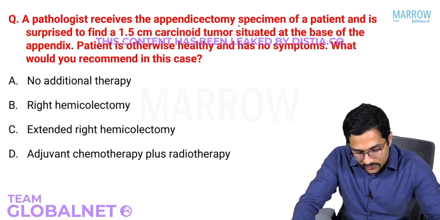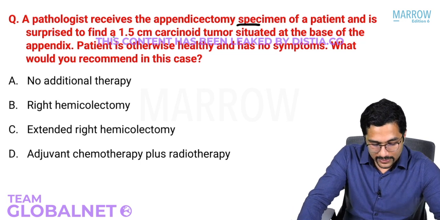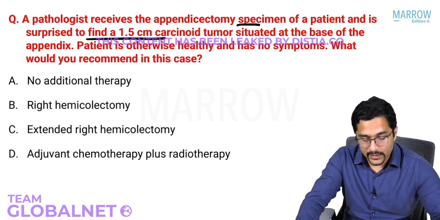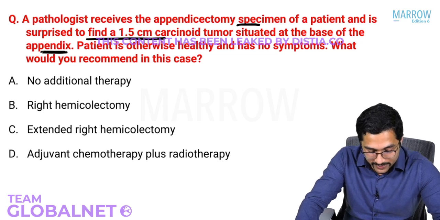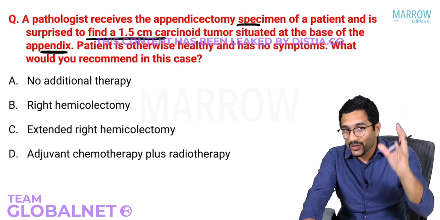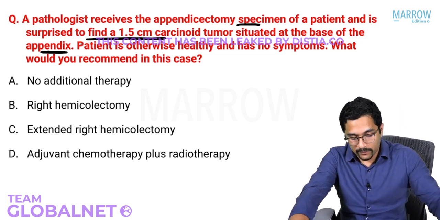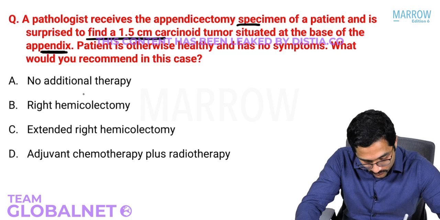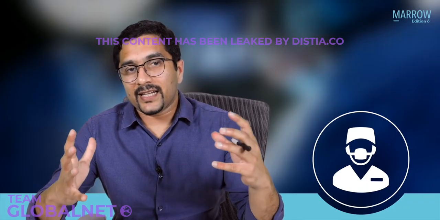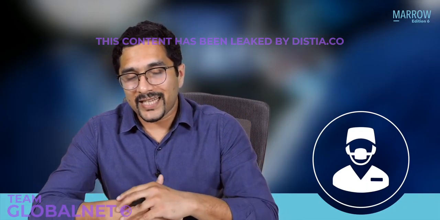So a pathologist receives a specimen of a patient and is surprised to find a 1.5 centimeter carcinoid tumor situated at the base. Right? I told you 1 to 2 centimeters. If it is close to the base, what do we do? We will do a right hemicolectomy. Correct. So these were the questions regarding appendix, and that brings us to the end of this module.